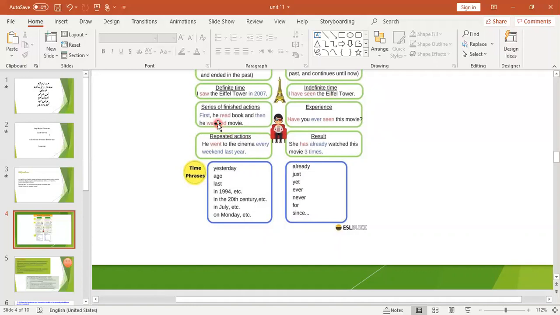Maybe also it could be more than one action. It could be a series of actions finished in the past. He read the book, then he watched the movie. But look here, have you ever seen the movie? We are not interested at all in the time or details. We are interested in the experience itself.